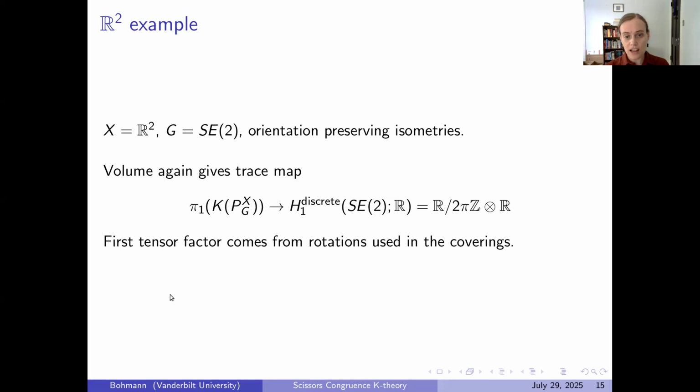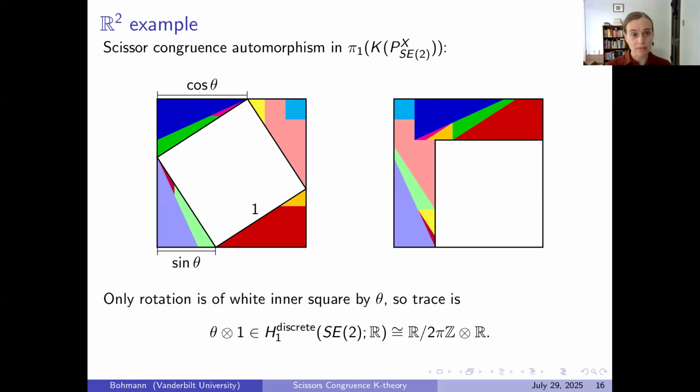So what's going on here is that this first tensor factor, the R mod 2 pi Z, is picking up the information about the rotations that were present in the covers that we're looking at. And then the second factor is really picking up the volume part. Okay, and so now we can look at an explicit example of a scissors congruence automorphism and see what it goes to under this trace map. So here's a scissors congruence automorphism.